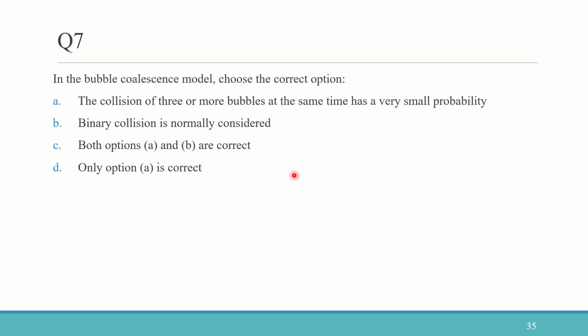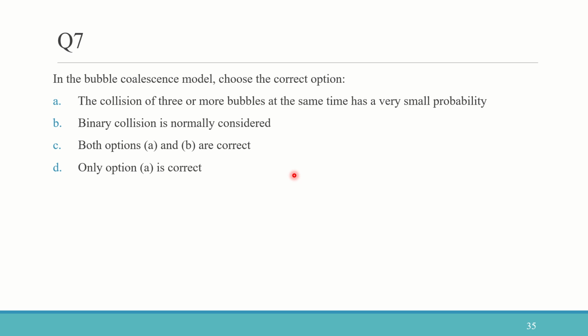So this question we have discussed in a different sense in the last week. It is nothing but the bubble coalescence model. When we are considering that, what is the correct option to consider? Option A, collision of 3 or more bubbles at the same time has a small probability. When we are talking about bubble coalescence, at the same time more than two bubbles cannot collide, or in other words, the collision of three or more bubbles has a very small probability. So on that assumption basis, mostly we'll be considering only binary collisions.